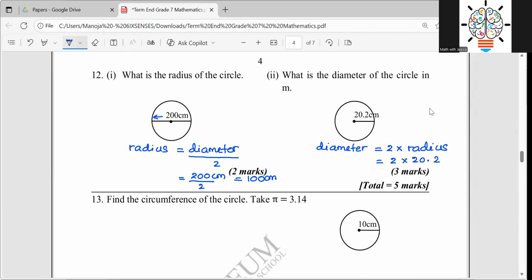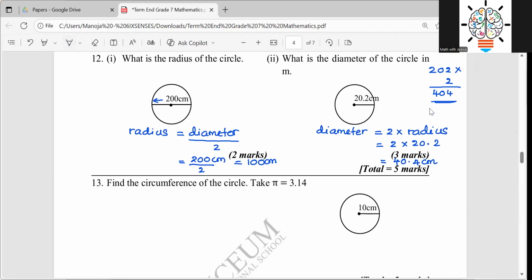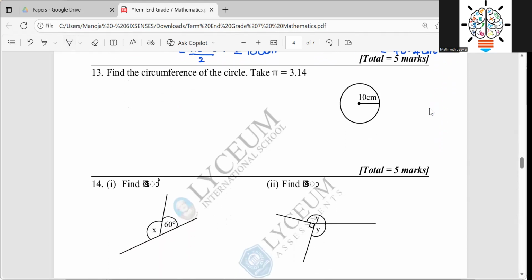So here you write 2 multiplied by 20.2. And when you have a decimal number like this, you know in grade 6 we learn, we just write 202 multiplied by 2. What is the answer, children? It is 404. For this, you keep the decimals. How are we going to keep the decimal? It should be 40.4 centimeters, right?